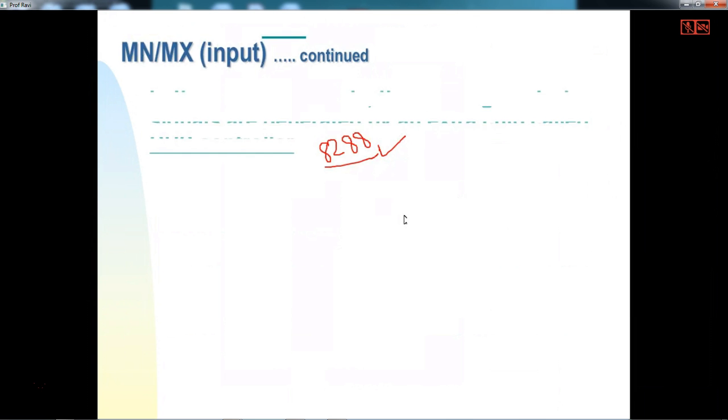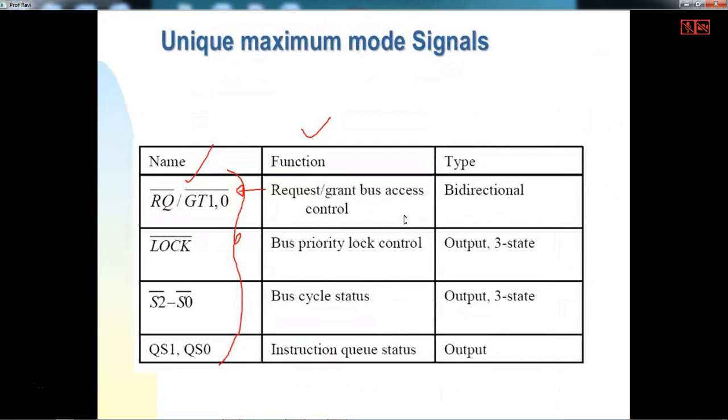So the coprocessor uses these pins, and then it tries to communicate with the processors. And this lock, once the processor locks, it will not allow anything else to access its buses. So bus priority lock control is the lock operation.